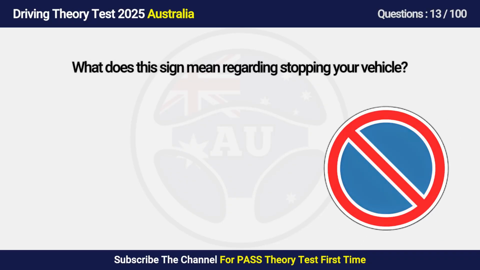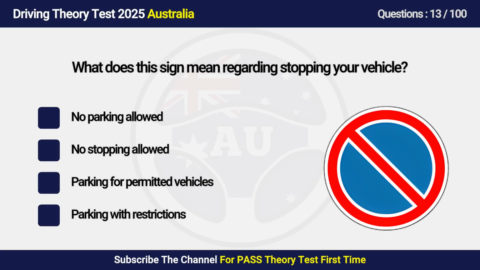Question 13. What does this sign mean regarding stopping your vehicle? A. No parking allowed. B. No stopping allowed. C. Parking for permitted vehicles. D. Parking with restrictions.